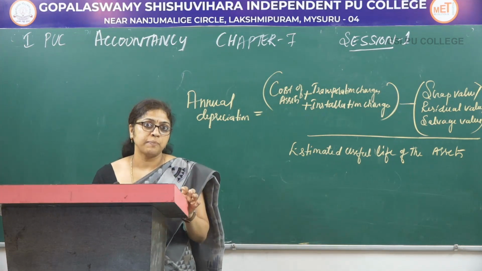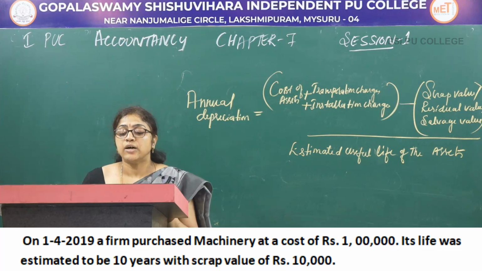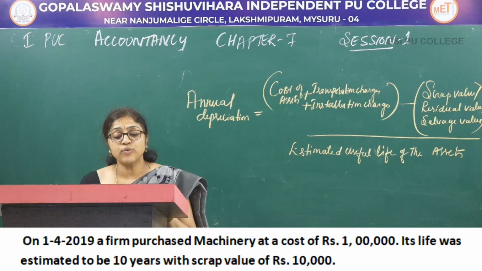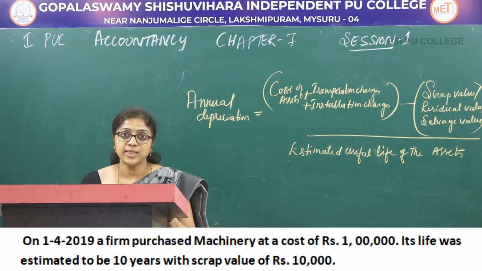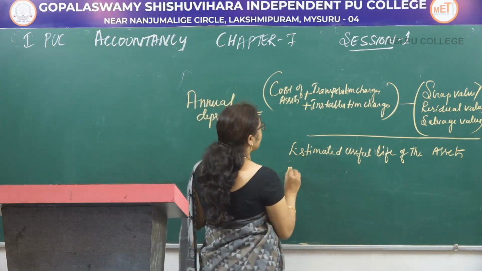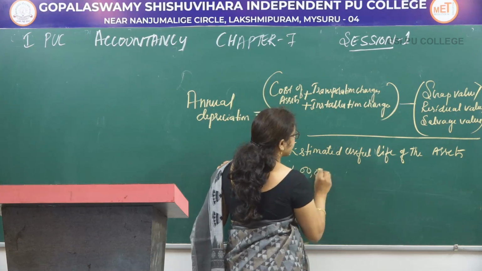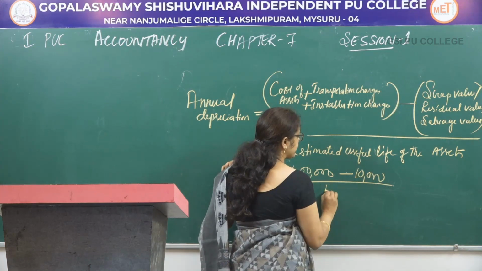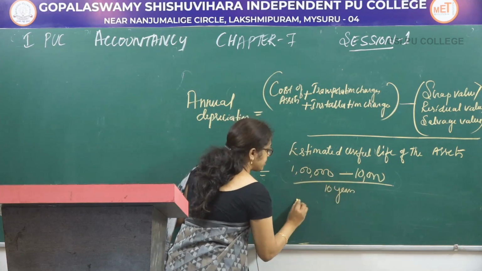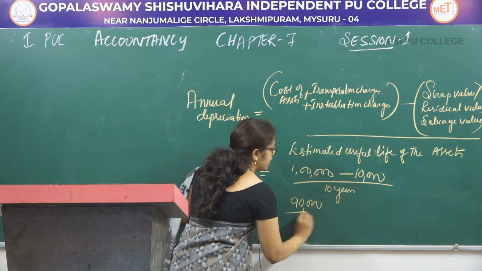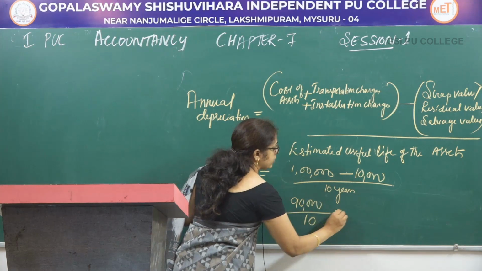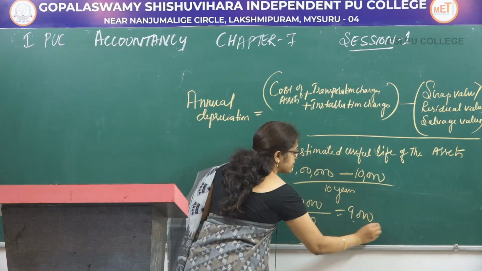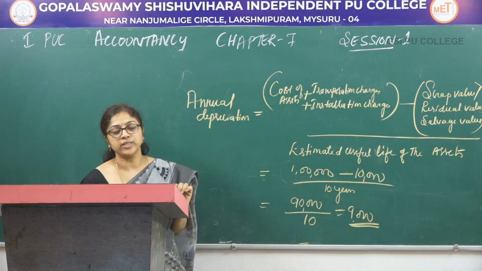Next, one more example. On 1/4/2019, a firm purchased machinery at a cost of rupees 1 lakh. Its life was estimated at 10 years with a scrap value of rupees 10,000. So the actual value of the machine is 1 lakh, scrap value 10,000, and the estimated life is 10 years. 1 lakh minus 10,000 equals 90,000 divided by 10 equals 9,000.